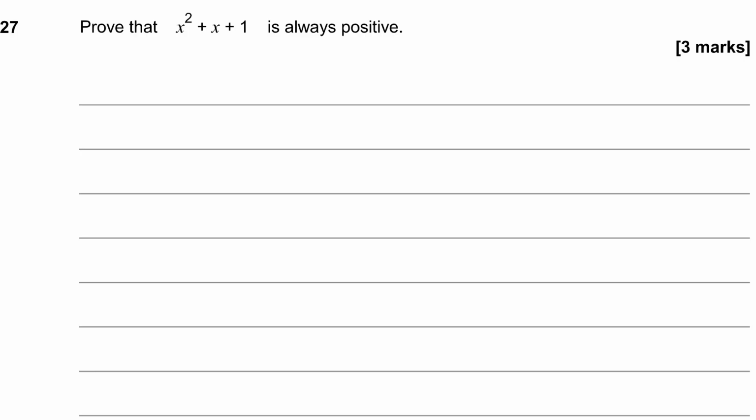Question 27. Prove that x squared plus x plus 1 is always positive. Now, there are quite a few different ways of going about this. The way I think I'm going to look at it, I'm going to think of this as a quadratic equation, y equals x squared plus x plus 1. Now, everything's positive, isn't it? So it's going to be a kind of a smiley parabola this way around.